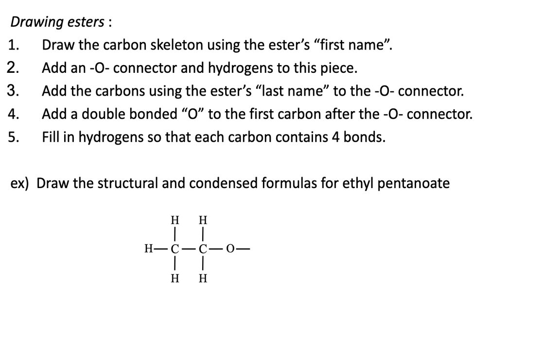Right, now I'm going to put in my last name. The last name is pentanoate. So pent means 5. 1, 2, 3, 4, 5. Ane means all the bonds are single. And oate means I have an ester. So what I'm going to do is, at the first carbon after my oxygen connector, here's my oxygen connector, this carbon, I'm going to slap on a C double bond O.